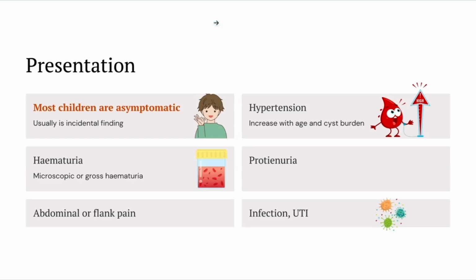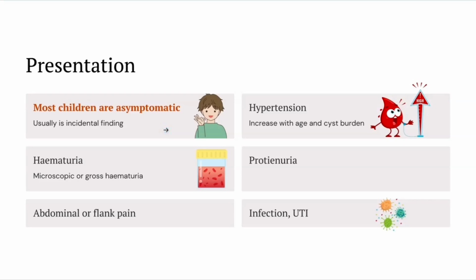So what is the presentation of ADPKD? As I said, this takes time to develop. Therefore, most children are asymptomatic. Usually it is an incidental finding. For example, if you have a baby or child who has a family history of ADPKD, sometimes you may screen them by ultrasound and then you may find the diagnosis. So most of them are asymptomatic.